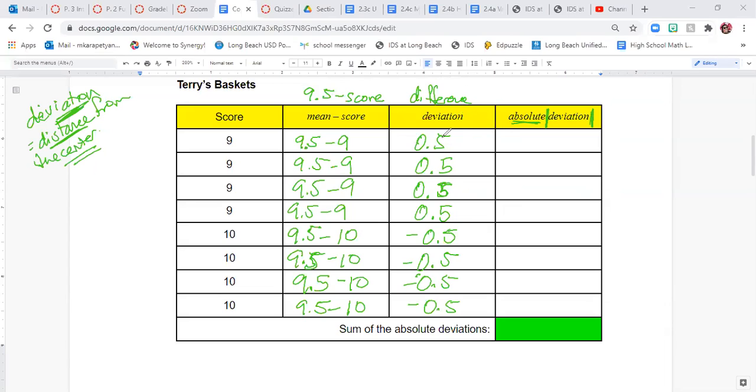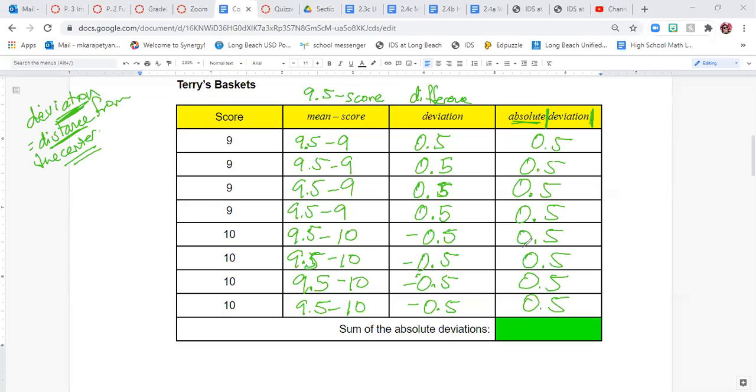So we're going to take the absolute value of our deviation here. Absolute value just means whatever is negative turns positive, whatever is positive stays positive, right? So this is 0.5, this is 0.5, this is 0.5, this is 0.5, and the negatives turn into positive 0.5, 0.5, and 0.5. Okay, so here are the absolute deviations, the distance of each score from the mean, but the positive distance.